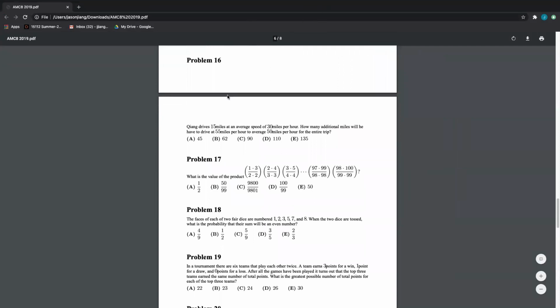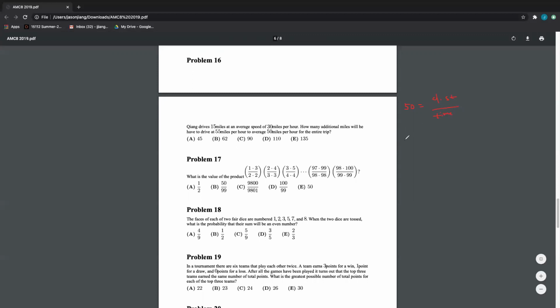We have Chung who drives 15 miles at an average speed of 30 miles per hour. And we want to know how many additional miles he'll have to drive at 55 miles per hour to average 50 miles overall. Okay, so we know that 50 miles per hour must be equal to the distance divided by the time.